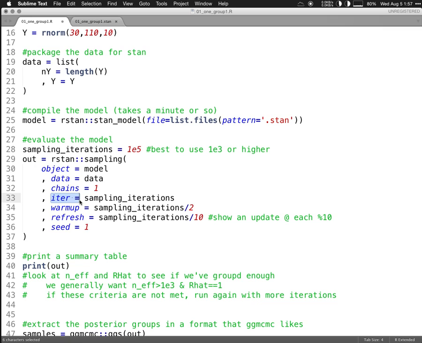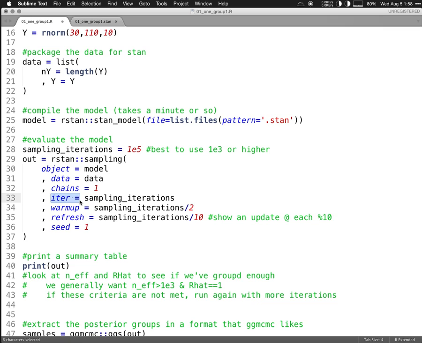Yes, exactly. As I said, it starts out with 2 phases: a warm-up phase where it tries to get a sense of the shape of the parameter space, and then a sampling phase where it actually samples that shape.